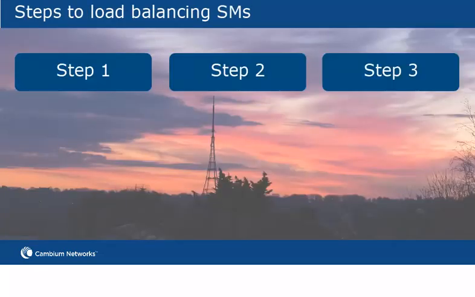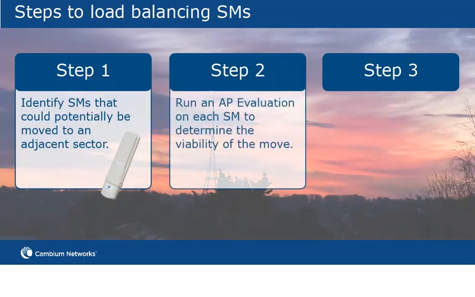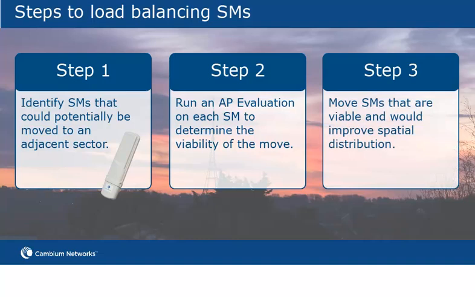There are 3 steps to load balancing SMs. Step 1. Identify SMs that could potentially be moved to an adjacent sector. Step 2. Run an AP evaluation on each SM to determine the viability of the move. Step 3. Move SMs that are viable and would improve spatial distribution.